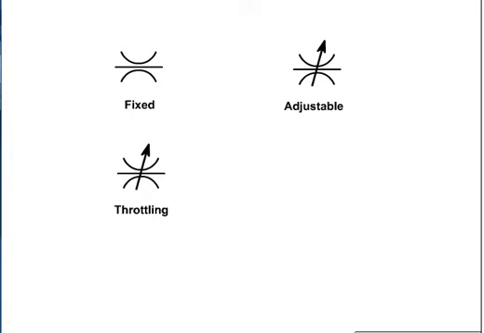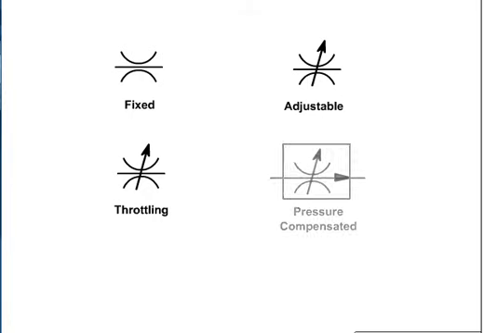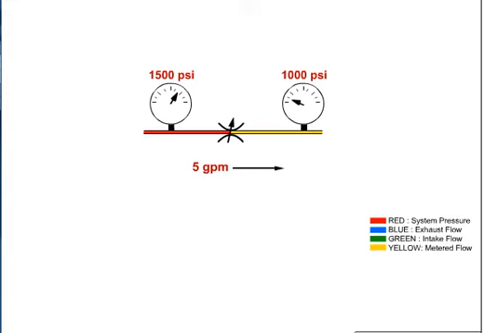Flow control valves may be fixed, or non-adjustable, or adjustable. In addition, they may also be classified as throttling only or pressure compensated. The amount of flow through an orifice will remain constant as long as the pressure differential across the orifice does not change. When the pressure differential changes, the flow changes. Change in load or upstream pressure will change the pressure drop across the valve.